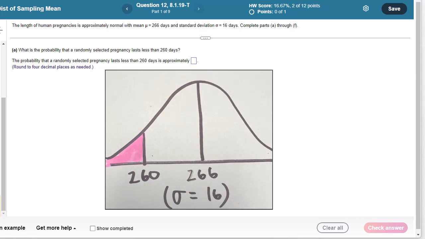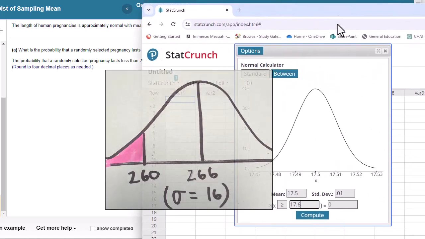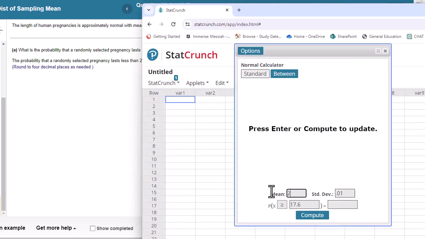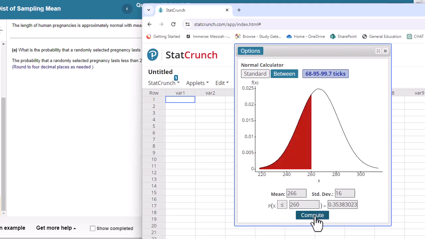Where I see students miss it is when they go straight to the calculator because they just want to go in and get it done. Draw these out. So here we go. I'll change my mean to 266, standard deviation 16. We're at 260. Change this to less than or equal to. And we get 0.3538. Round to four places, 0.3538.